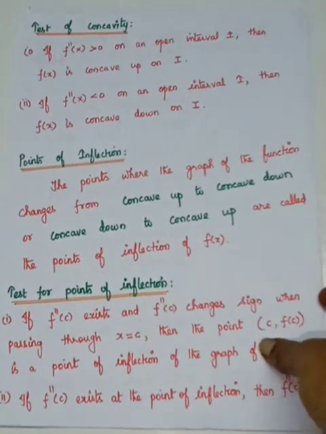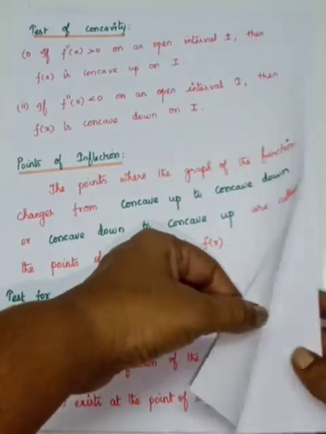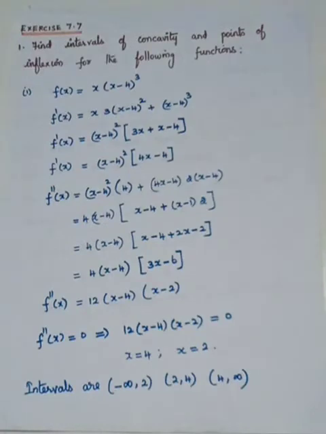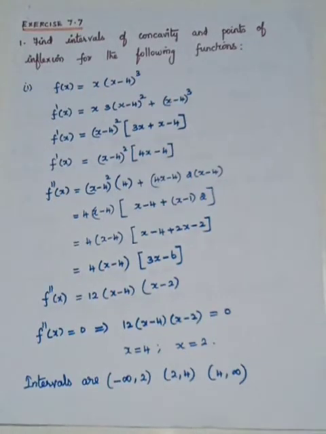You see that using this result, concavity, convexity and point of inflection, we are going to do exercise 7.7. Find intervals of concavity and points of inflection for the following functions. We are going to check the concavity and find the point of inflection. So first, to find concavity and point of inflection, everything has to depend on the second derivative.